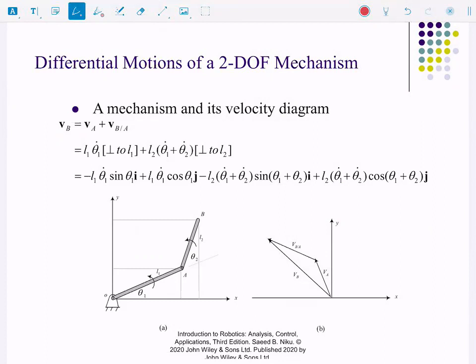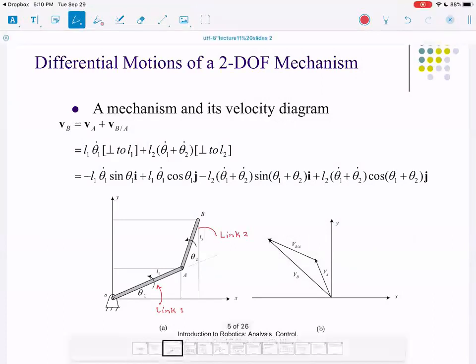In this particular problem, I want you to note that we are going to use the velocity relationship. So you have link 1, this is link 2, and what I'm interested in finding out is the velocity of B. The expression for the velocity of B can be written as velocity of B is equal to velocity of point A plus velocity of B with respect to A. So please note, this is point 0, this is point A, this is point B. So I should be finding out the velocity of A.